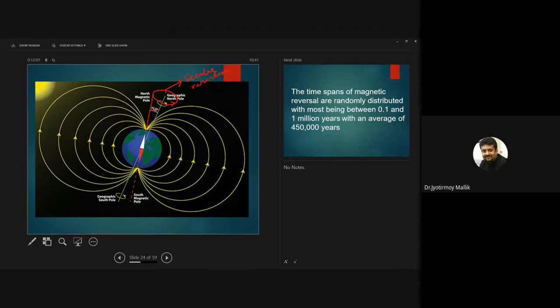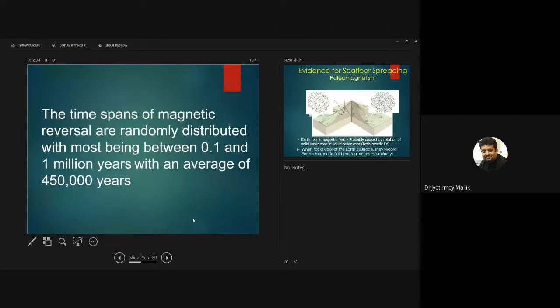Of course this change is there, but also right now the North Pole and South Pole have normal polarity, but this will not stay like that forever. We do see the North Pole transform into South Pole and South Pole to North Pole, and this will not stay forever either. That reversal will continue. So the time spans of magnetic reversals are randomly distributed, as we said.